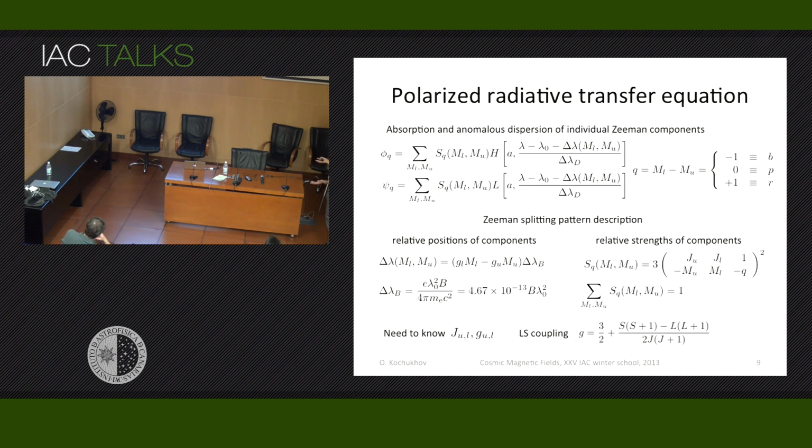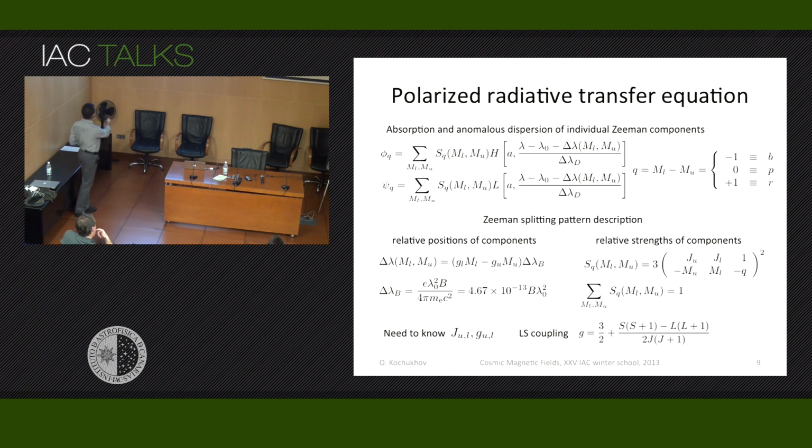Okay, and to describe Zeeman patterns of spectral lines, we need two things. We need the relative strength, this S, which is actually calculated through what is known as 3J symbols. And I will not explain what it is, but the bottom line is that you can get simple algebraic expressions for specified M, J, and differences of M values for upper and lower levels. You can get these values of S.